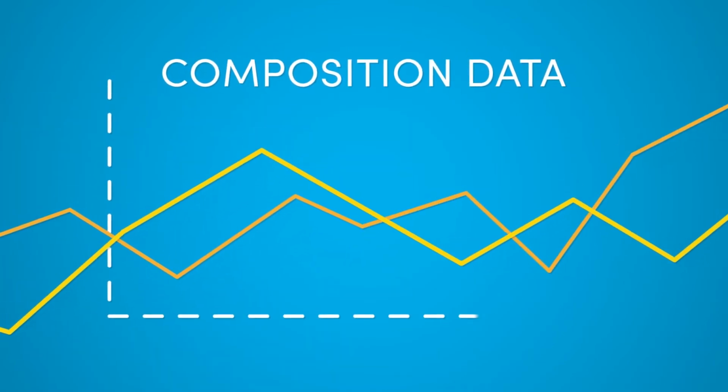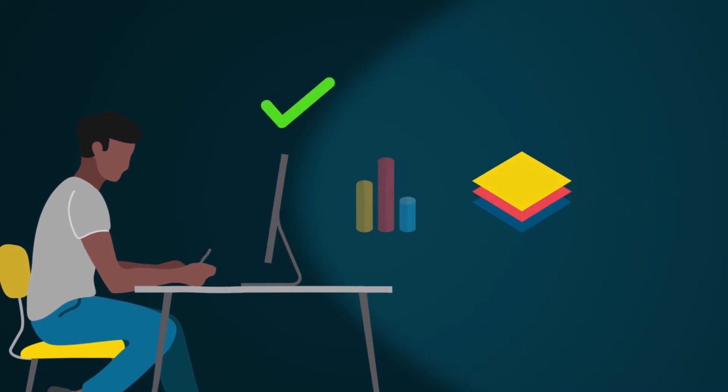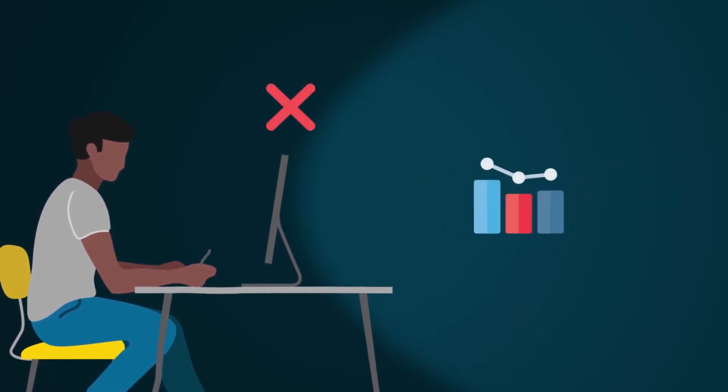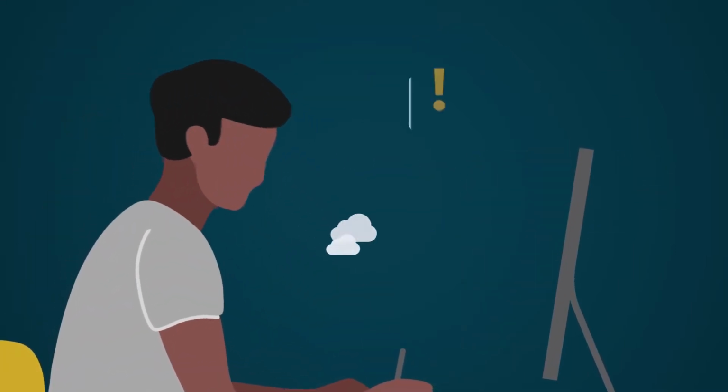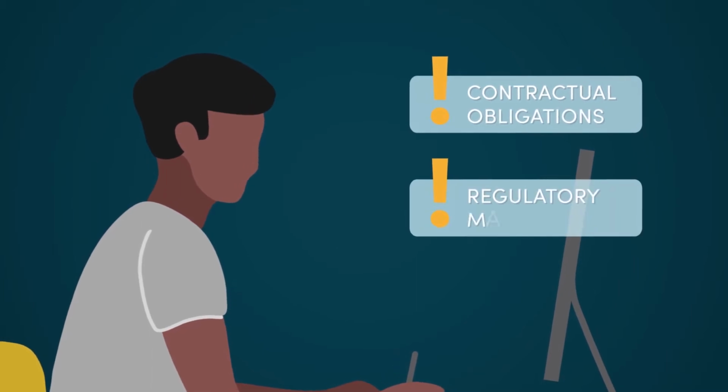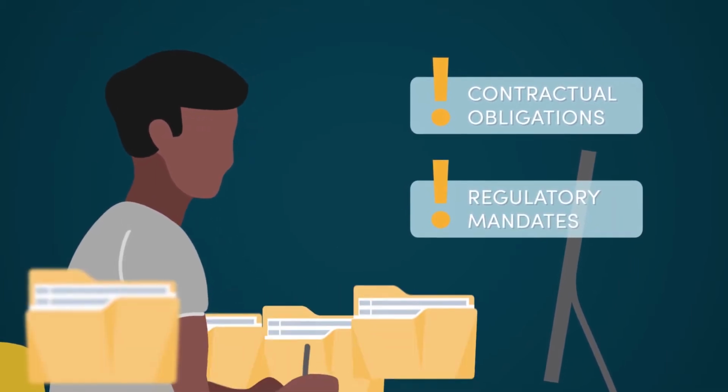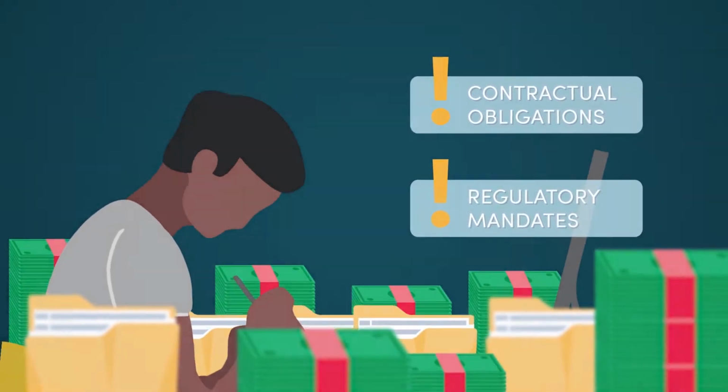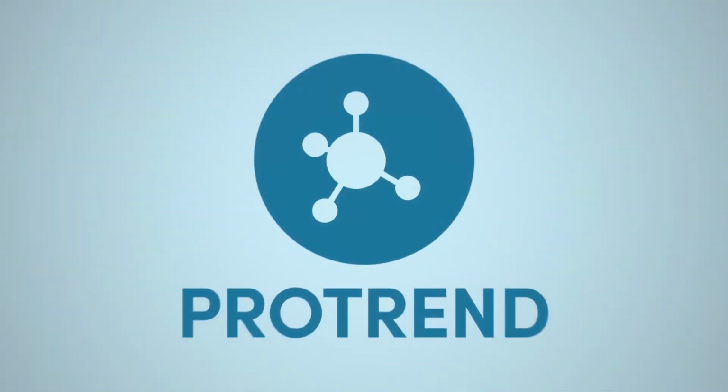Composition data is a vital part of allocation and revenue accounting. Ensuring that data is up to date and validating it to make sure it's right is time-consuming. This challenge, coupled with your contractual obligations and regulatory mandates, increases your workload, your costs, and the probabilities of error. This is where Protrend comes in.